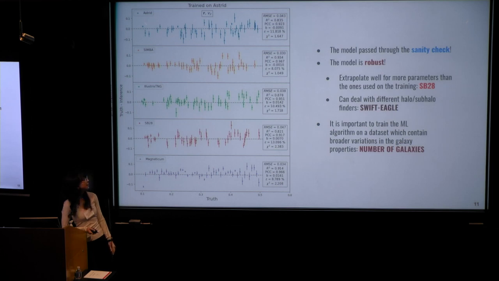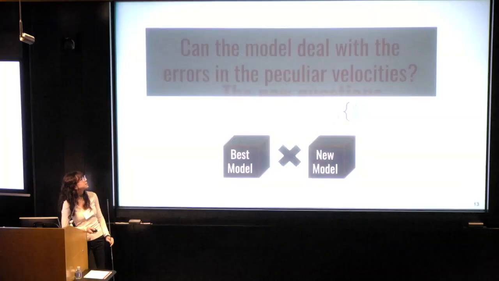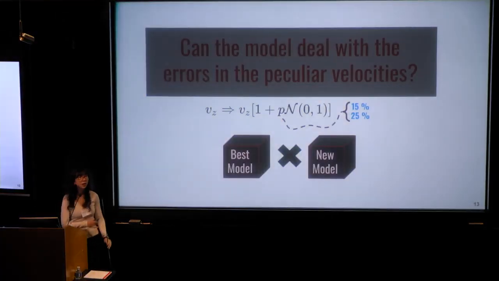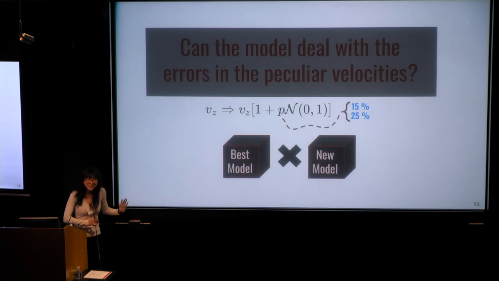Now, for the last few months, we have been paying attention to new questions. The first question is, okay, it works. We only need galaxy positions and velocities, and we are working with peculiar velocities. But we know that in the real world, we have errors in the peculiar velocities. So is it possible that this model can take into account errors in the peculiar velocities?